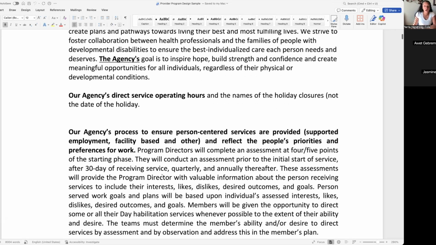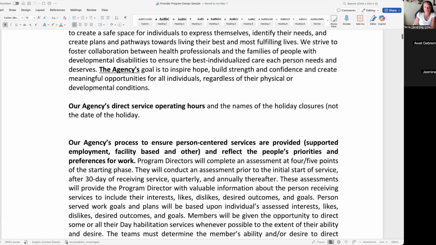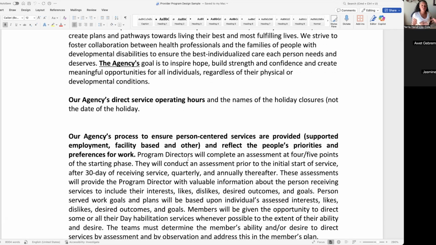Okay. So looking at the priorities. So most of you will be your program director. I'm thinking when we get into the HR aspect, you can figure out how many employees that you'll need right from the beginning. But you need to have a person who has the experience. So if that's going to be you and you have the experience to provide the services, you will be the program director. This is the person that will assess all of your clients and figure out what person-centered services will be applicable to them.